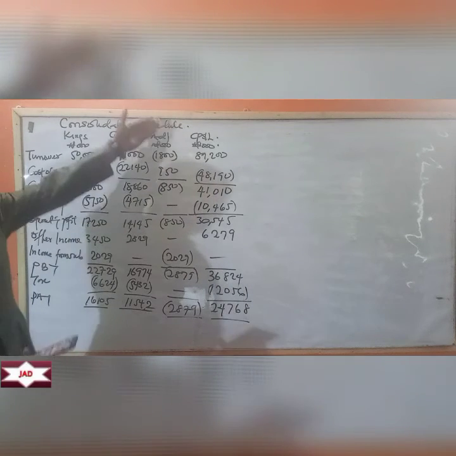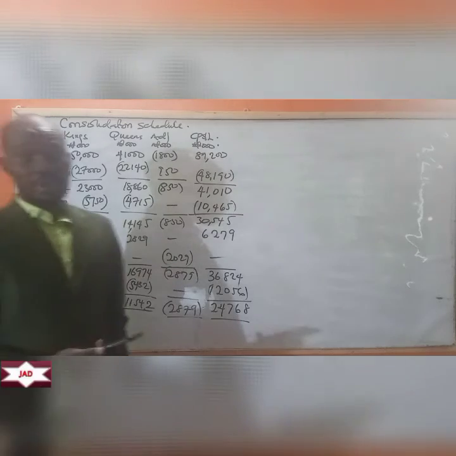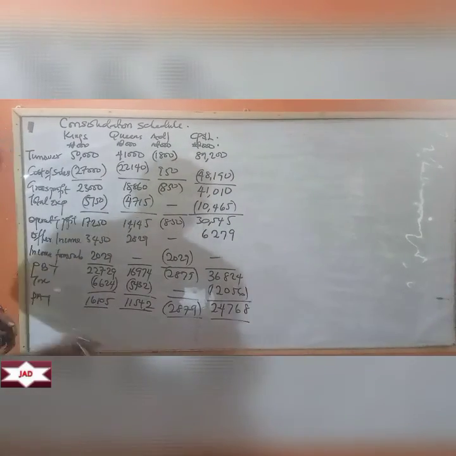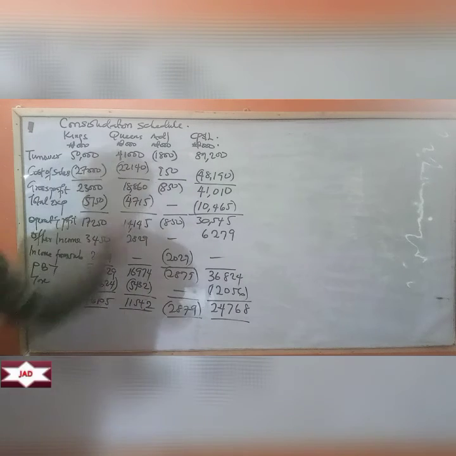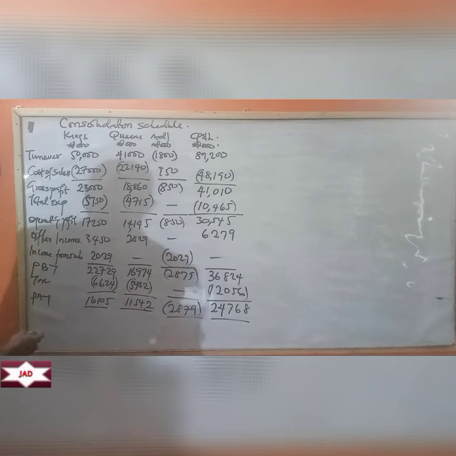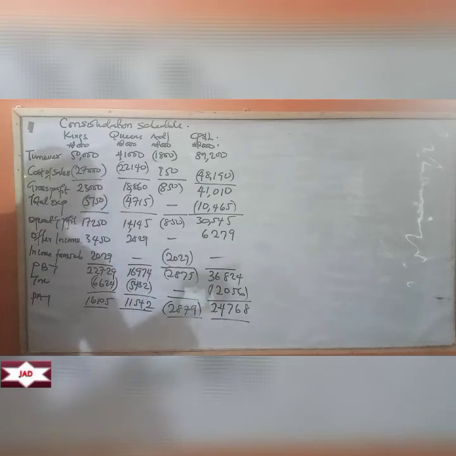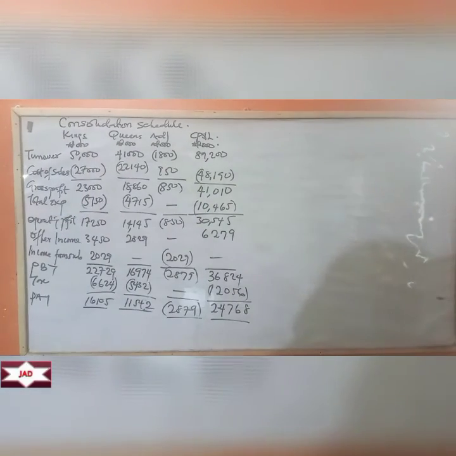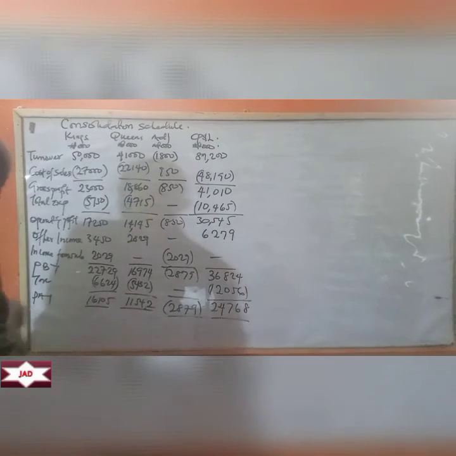Okay, taking into consideration the necessary adjustment, right? So at this level now we can consolidate. So what do we have here? So this is the profit after tax 11542. So remember we have ordinary share and preference share based on the question. Okay, what do we have now?